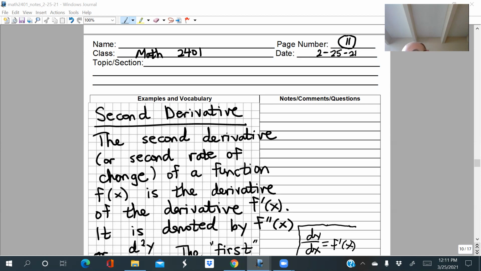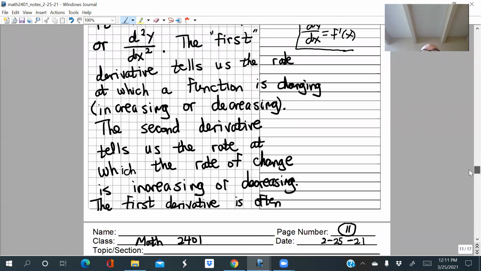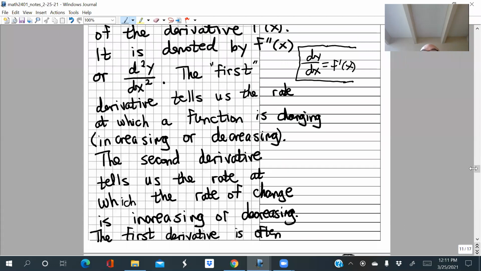And actually, we can continue this process. We can take a third derivative and a fourth derivative, and we can take as many derivatives as we like. We can continue this differentiation process indefinitely. But for right now, we're just going to focus on the second derivative. The second derivative does have an important geometric interpretation, but it'll take us a while to understand it.